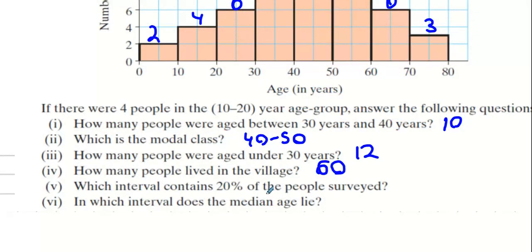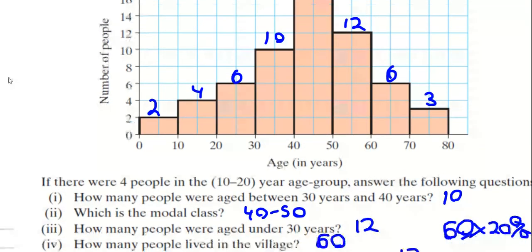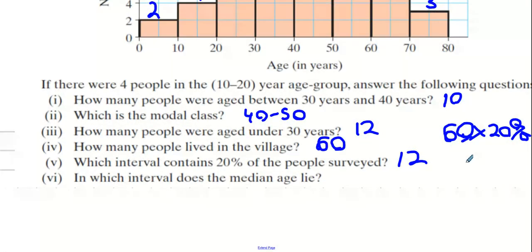Which interval contains 20% of the people surveyed? So what's 60 multiplied by 20%? 12 people. Which one had 12 people in it? 50 to 60.